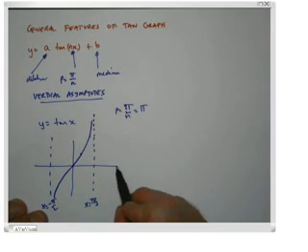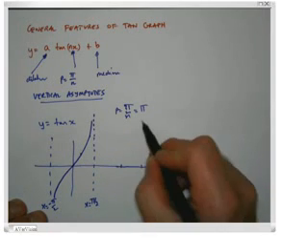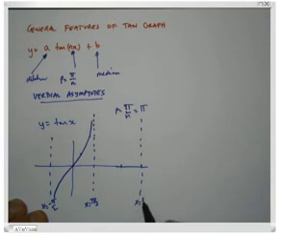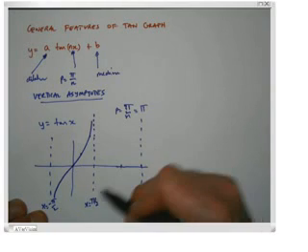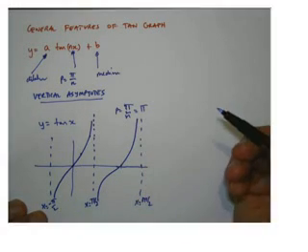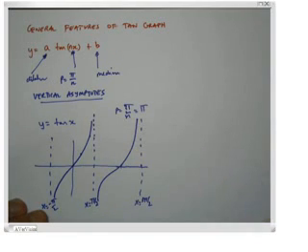If I was to extend this graph to include two periods, another pi away from there, x equals 3 pi on 2, I would have another vertical asymptote, so that I'd also have a graph that looked like that in between, and that continues forever and ever and ever.